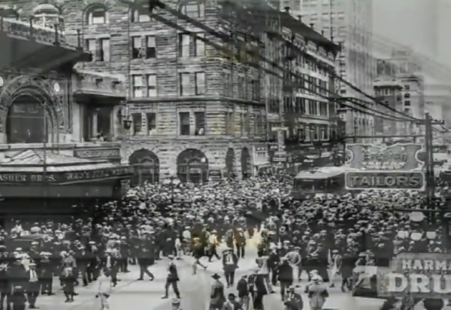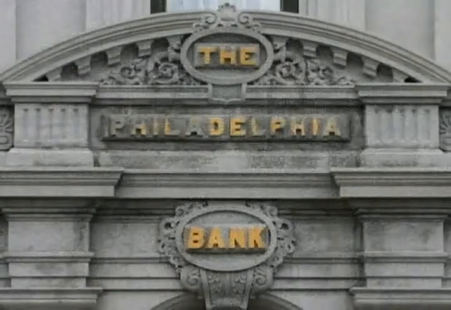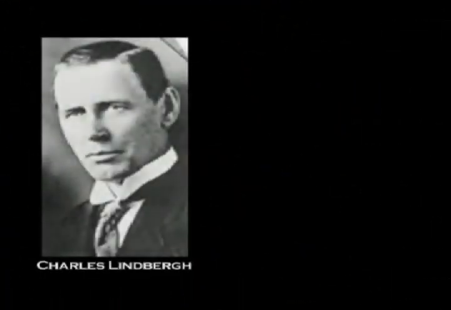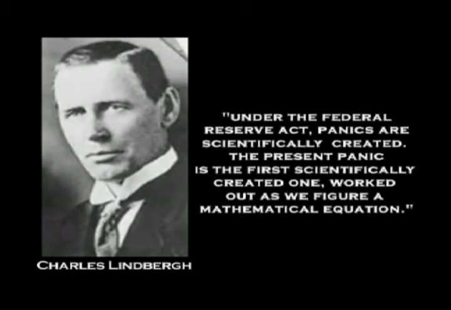Over 5,400 competitive banks outside of the Federal Reserve System collapsed, further consolidating the monopoly of the small group of international bankers. Privy to this crime, Congressman Lindbergh stepped up and said in 1921, "Under the Federal Reserve Act, panics are scientifically created. The present panic is the first scientifically created one, worked out as we figure a mathematical equation." However, the panic of 1920 was just a warm-up.